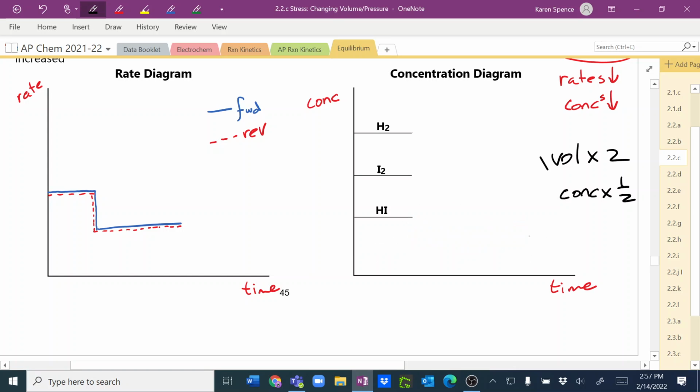I'll get rid of that. We'll just go la la la la la. There we go.